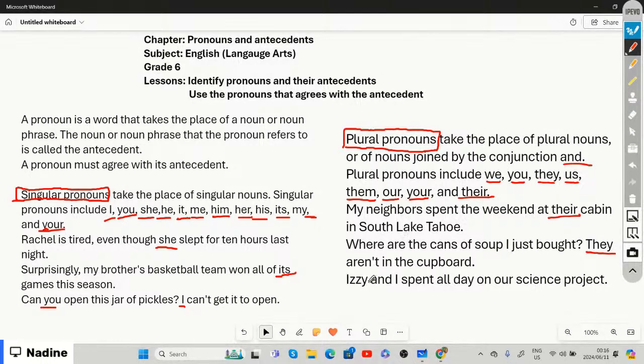And then here we have the nouns that are joined by the conjunction and, which is easy. And I spent all day on our science project.